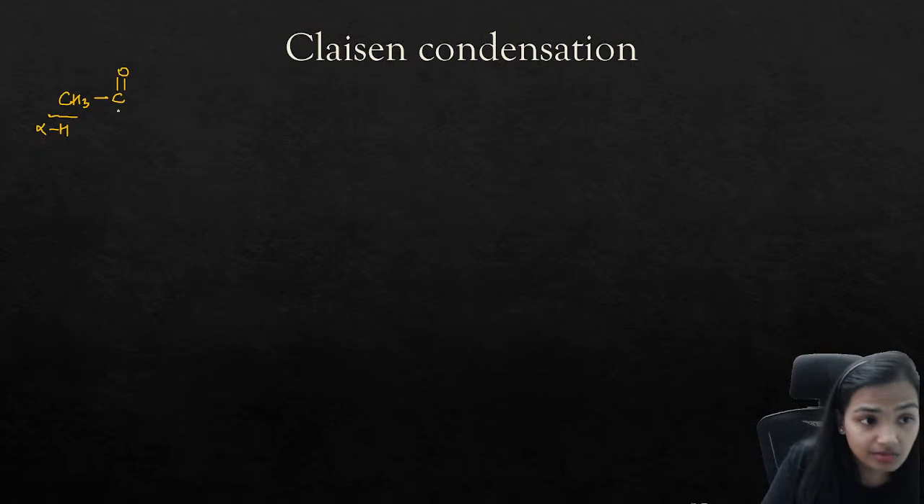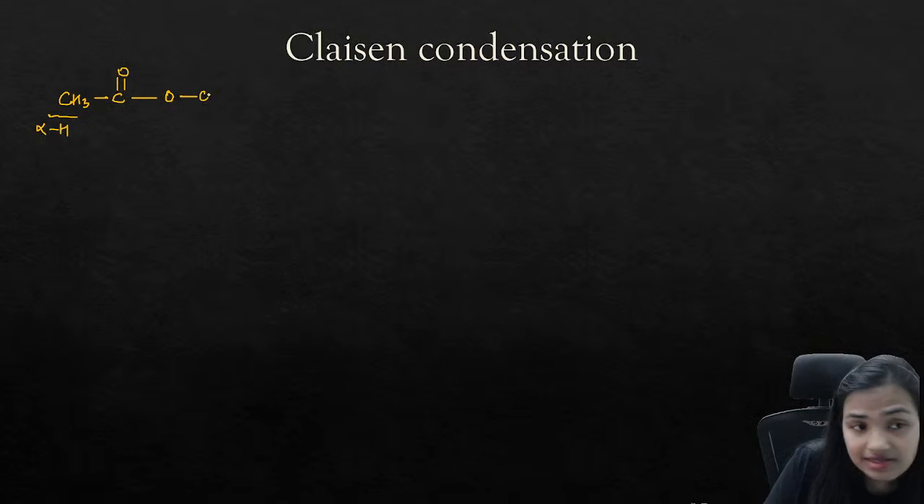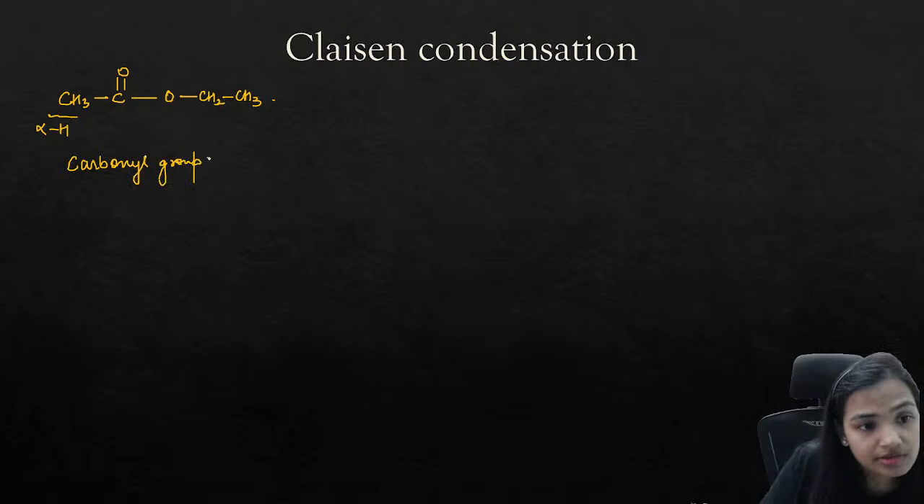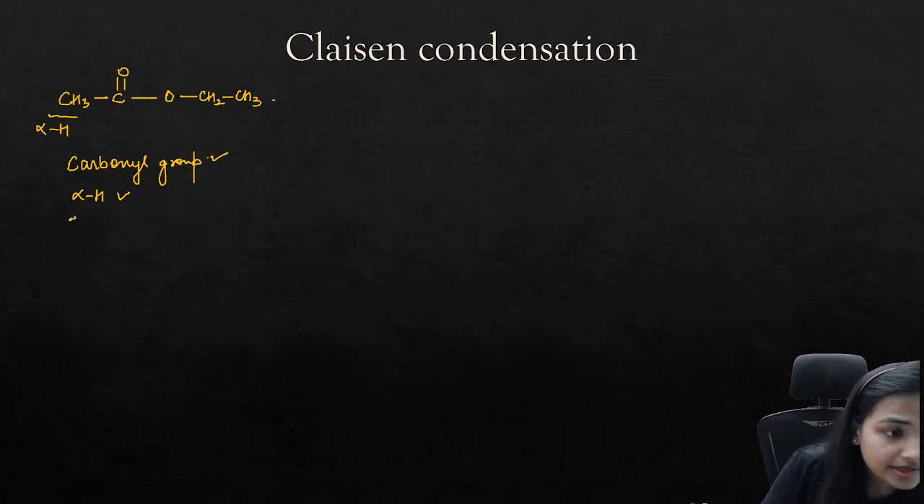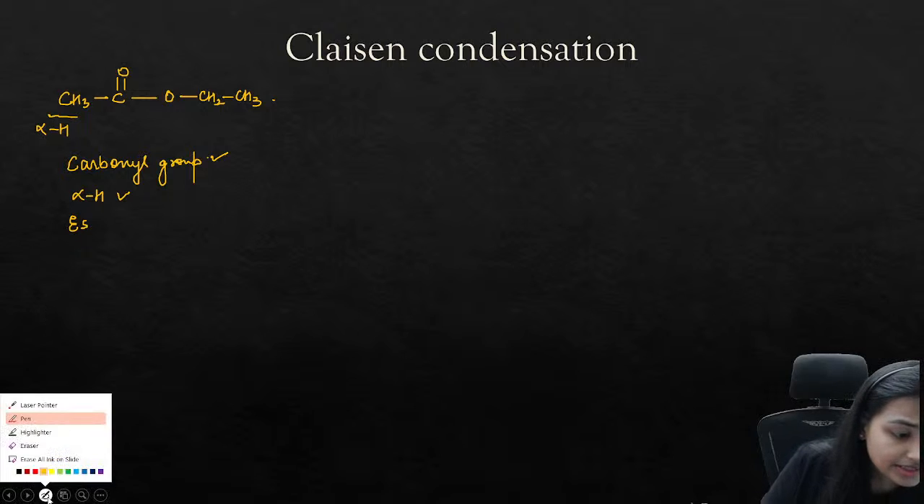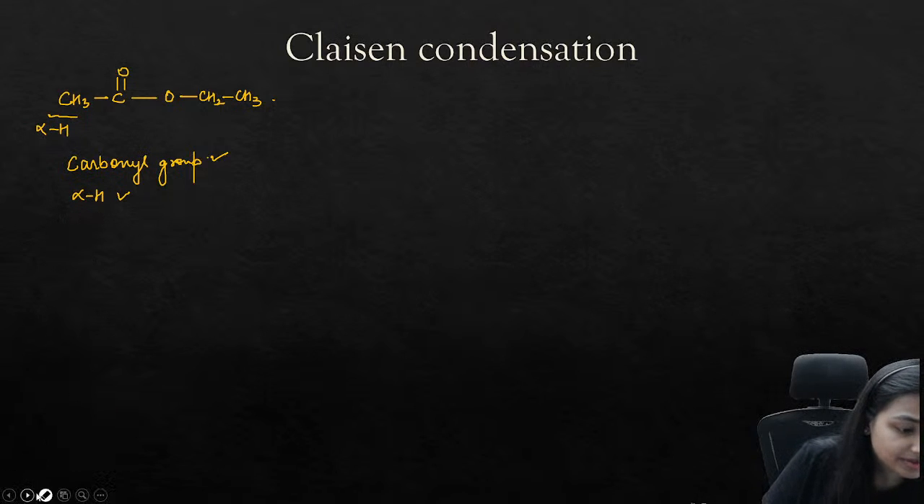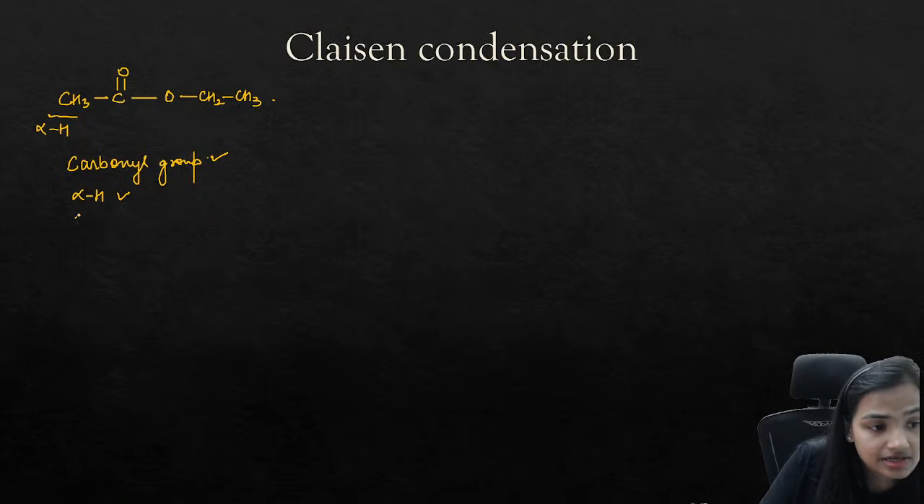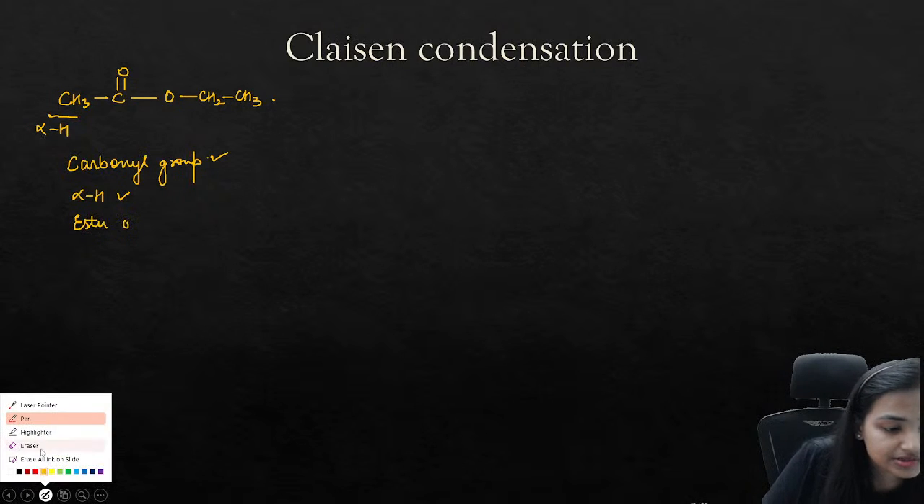We will be having the carbonyl group, but along with this we will also be having the presence of esters. Do we have a carbonyl group? Yes, we have a carbonyl group. Do we have the alpha hydrogens? Yes, we have the alpha hydrogens. But in the Claisen condensation we don't have pure carbonyl compounds. Here we will be having the derivatives of acids. That is, here we will be taking the ester as a functional group. The presence of esters is necessary.